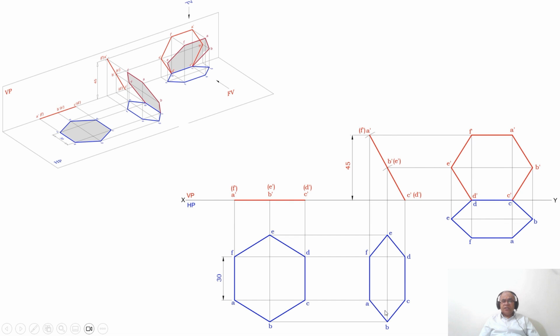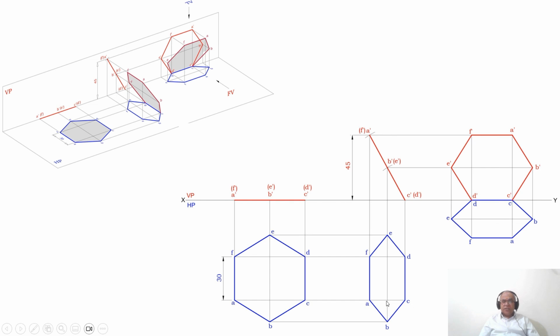Then you measure the distance from C to this point, and from C cut it on this vertical line, and similarly from D also you cut it on the vertical line. Then join these 2 points and extend it on either side. Then you measure, because you know this point, I can get this point directly.